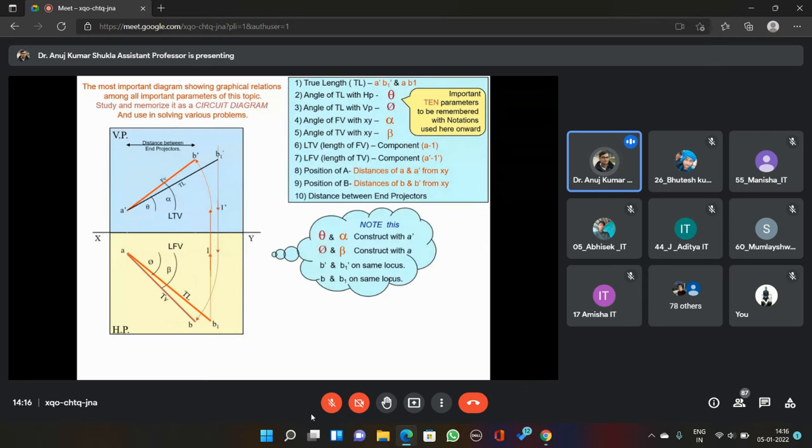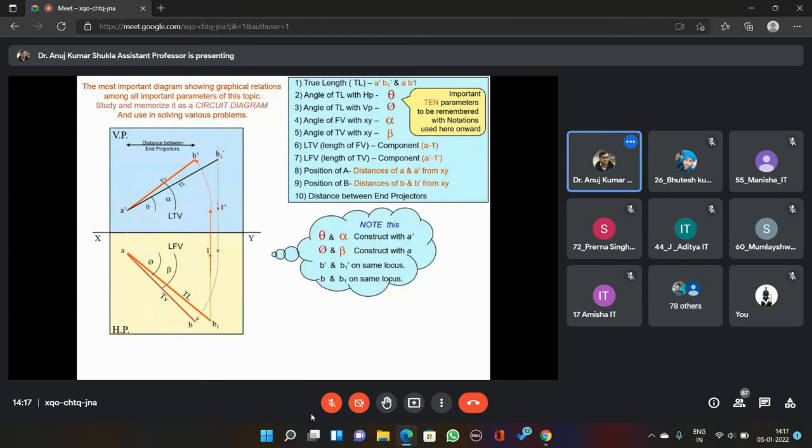Note this: theta and alpha construct with A prime. A prime was what? Front view. Okay. And phi and beta construct with A. B dash and B1 dash are on the same locus. B and B1 on the same locus. What do you mean by locus? Anyone? Traced path. Very good. So you have to trace the path like here it is doing, and then you can identify these things.